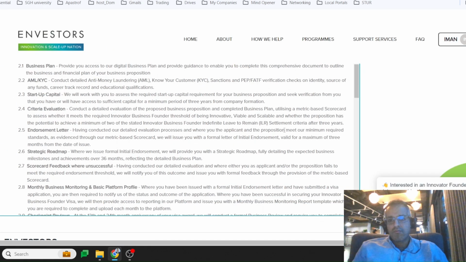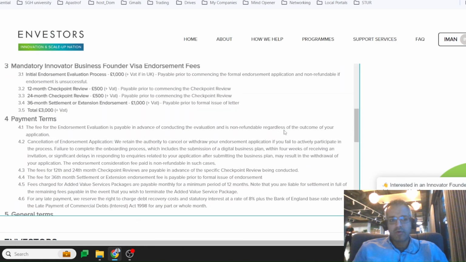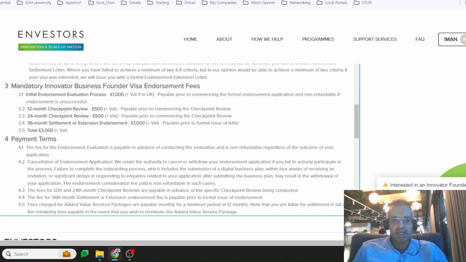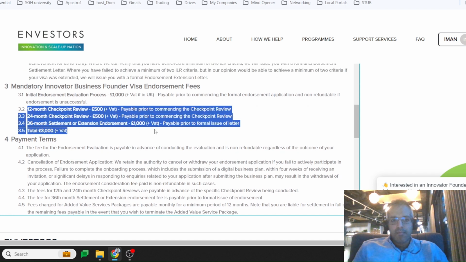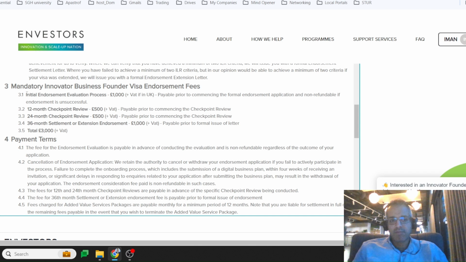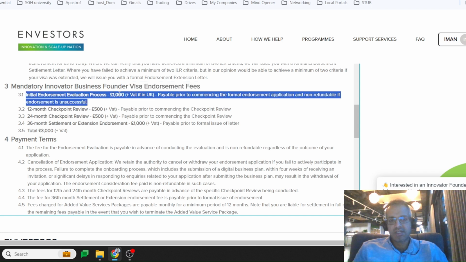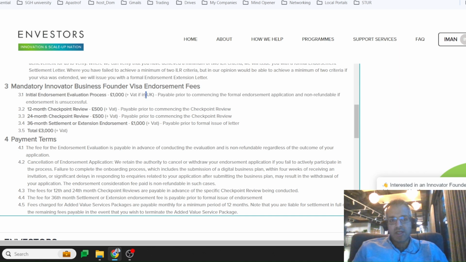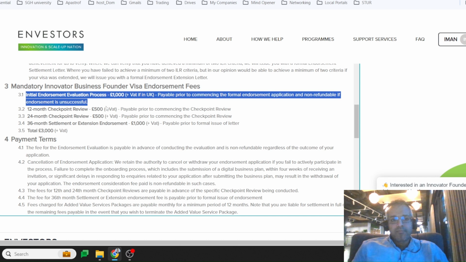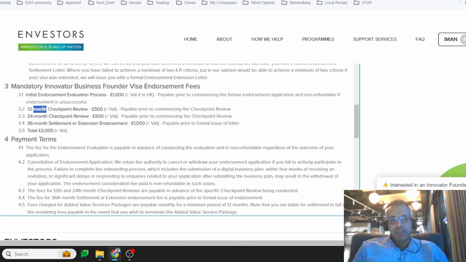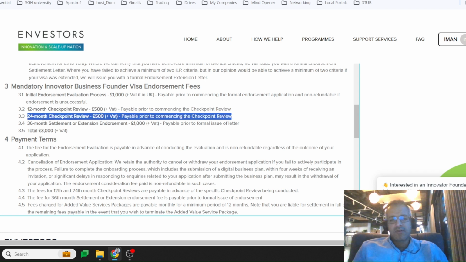These are the terms of use of their platform and the payment terms, how much should be paid. Also, how much is the monthly payment? Initially, for this case, for Envestors, you can see that the payment is £1,000 plus VAT, if you are living in the UK, to be paid to them. After 12 months, there would be a checkpoint of 500 plus VAT. At 24 months, there would be a payment of 500 plus VAT.